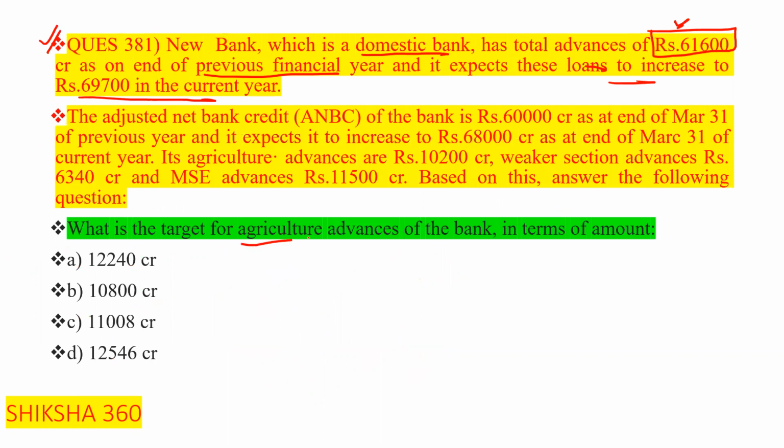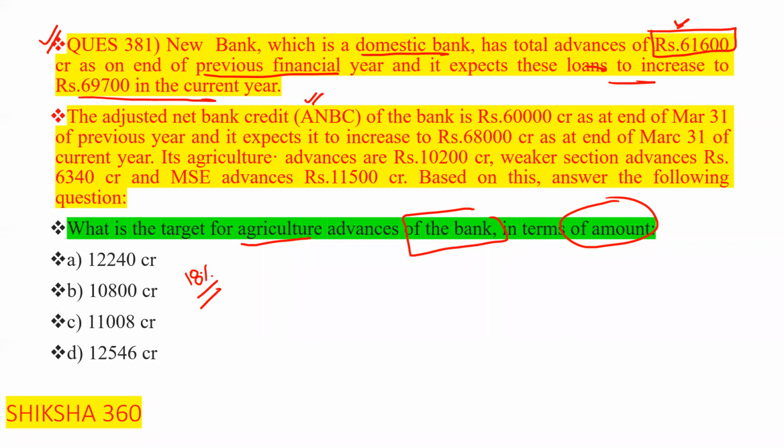What is the target for agricultural advances of the banks in terms of amount? We know that it is 18%. Clear? They are not asking for small and marginal farmers, they are just asking for the target for agricultural advances, that is 18%. So here, 18% of what? That is ANBC. We have to calculate on the basis of ANBC.